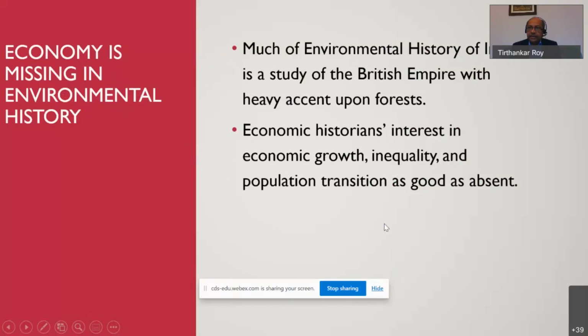Similarly, if you look at environmental history in India, which is again an extremely rich and very well-developed literature, you will observe that almost 80% of it, possibly 100% of it, is really about British imperial policy. It's a comment on empire rather than about environment as such. And for a very long time, there was a heavy accent on forest policy, probably because forest regulation shows the actions of the imperial state much better than many other fields. The standard things that economic historians are interested in, such as economic growth, inequality, population transition, are as good as absent in this literature.